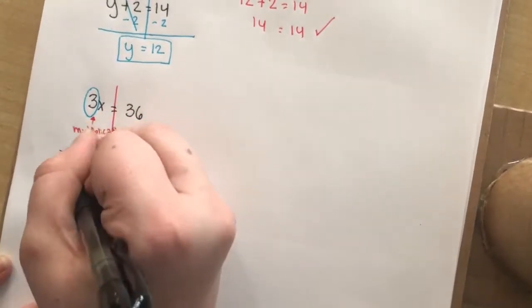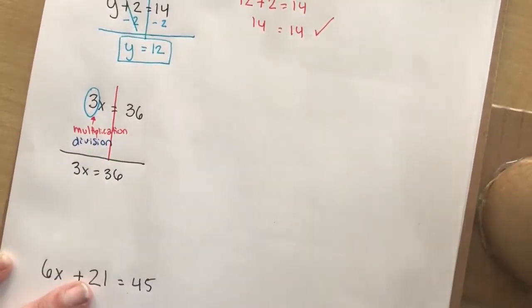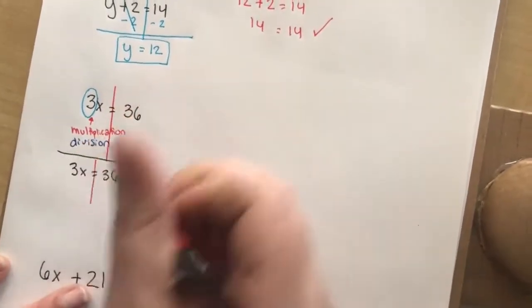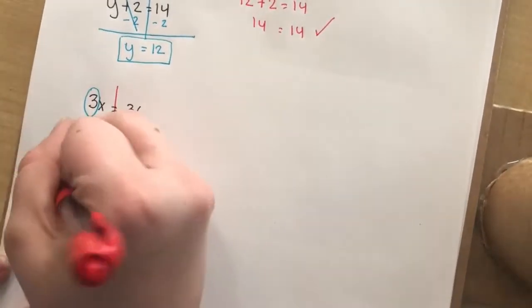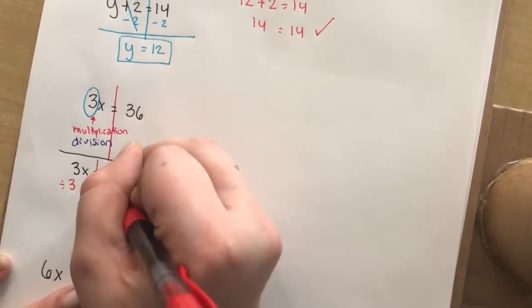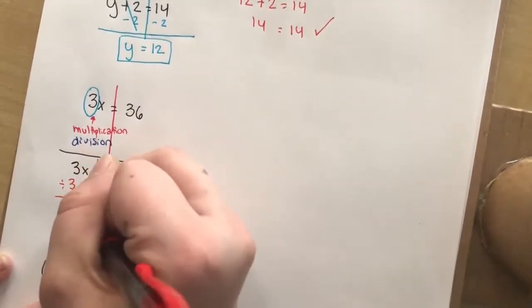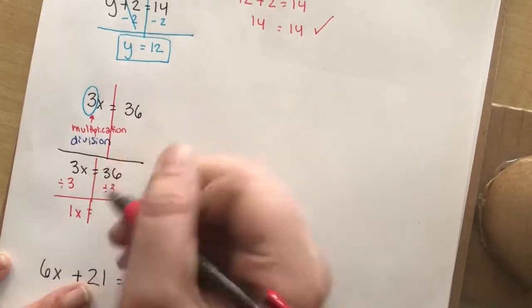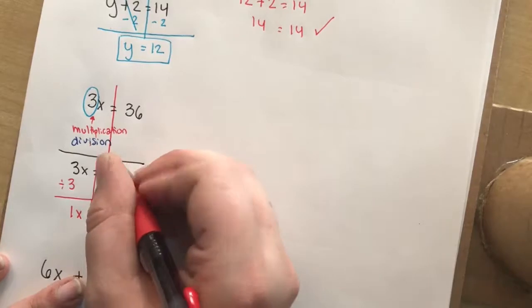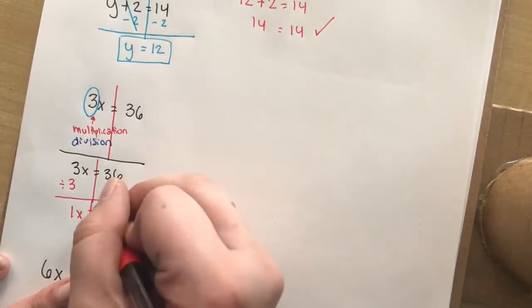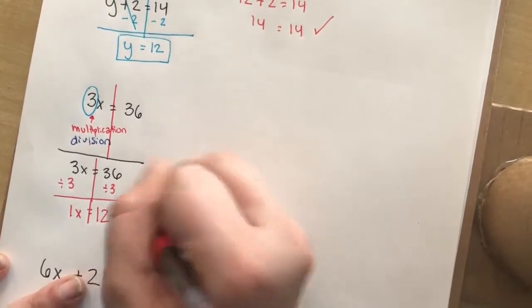I'm going to rewrite this. 3x equals 36. So I already identified my inverse operation as division, so I need to divide both sides by 3. So 3x divided by 3 is 1x. Drop down that equal sign. 36 divided by 3 is 12. So now I have x equals 12.